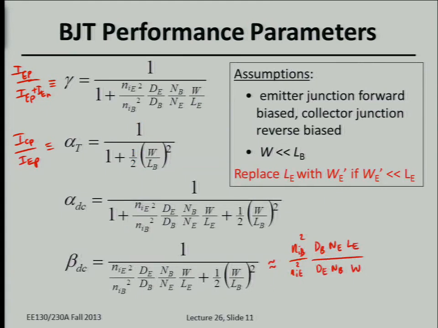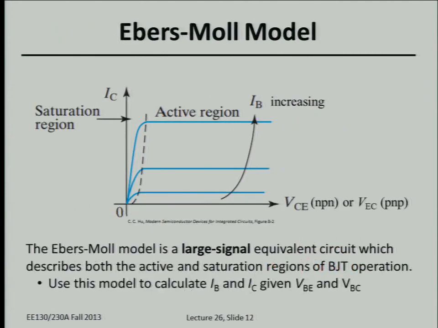Okay, any questions about just qualitatively how we derive those equations for the current as a function of the applied biases? And then the BJT performance parameters. Okay, we'll come back to that in a little while.